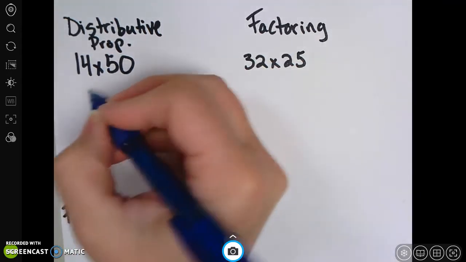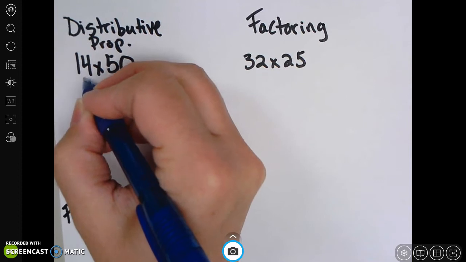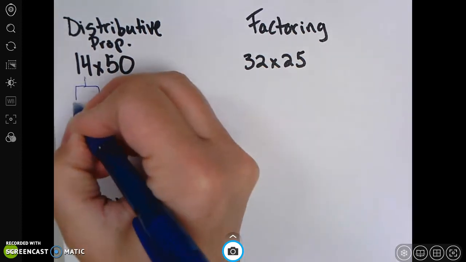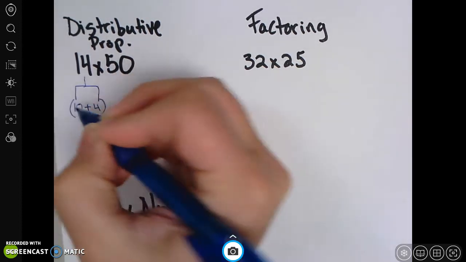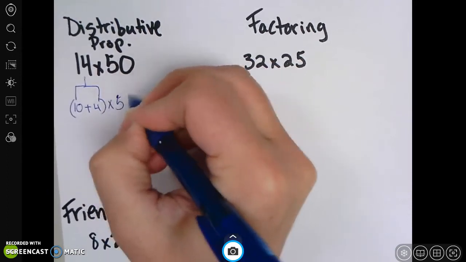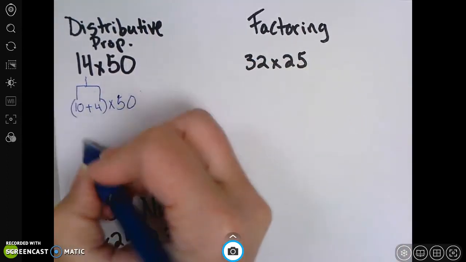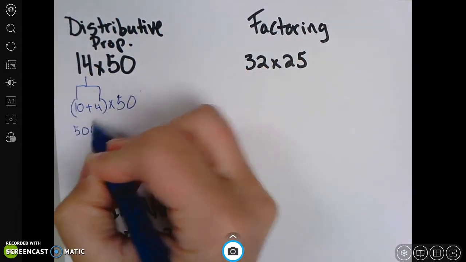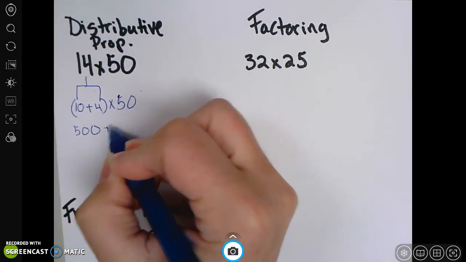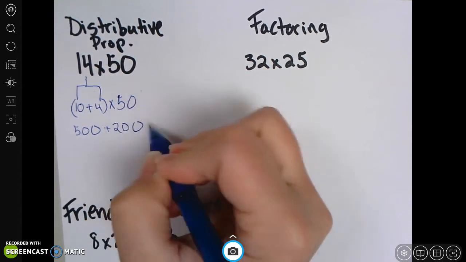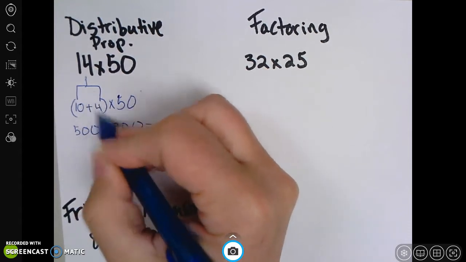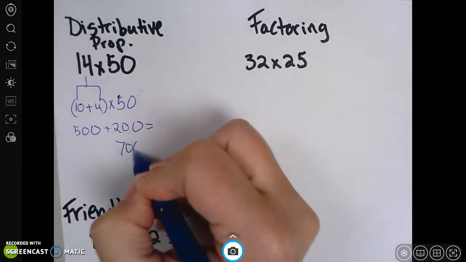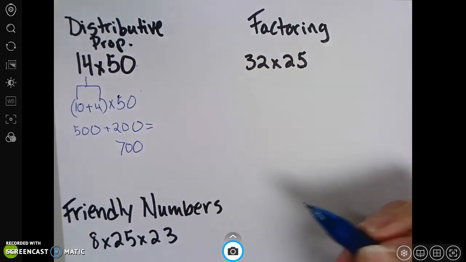So I'm going to do 14 as 10 plus 4. I still have to multiply each of those addends by 50. So that means 10 times 50 is 500, and 4 times 50 is 200. I add them together because I was adding here, and that equals 700, which is the product of 14 times 50.